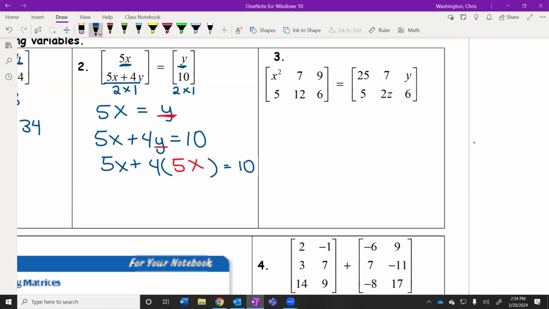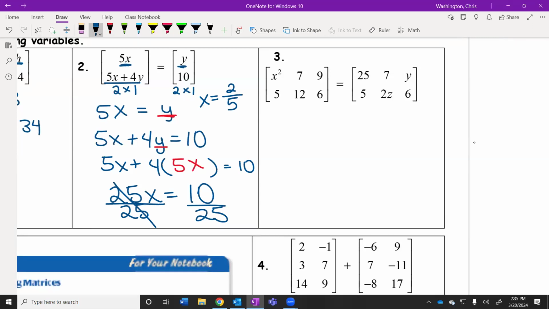4 times 5x is 20x. 5x plus 20x is 25x. And 25x equals 10. And then we can divide both sides by 25. And we can simplify that. Divide both by 5. 10 divided by 5 is 2. And 25 divided by 5 is 5.